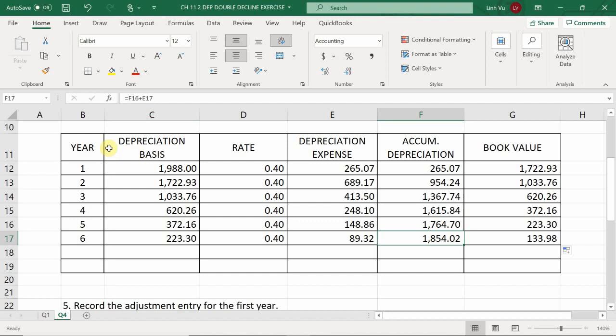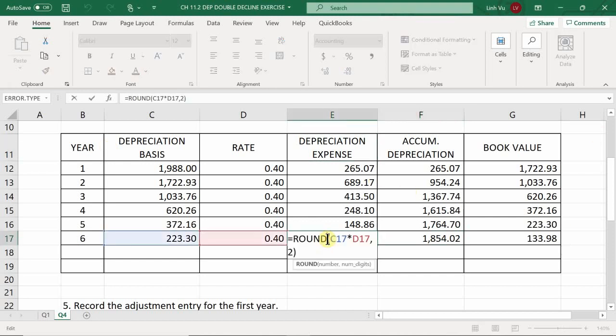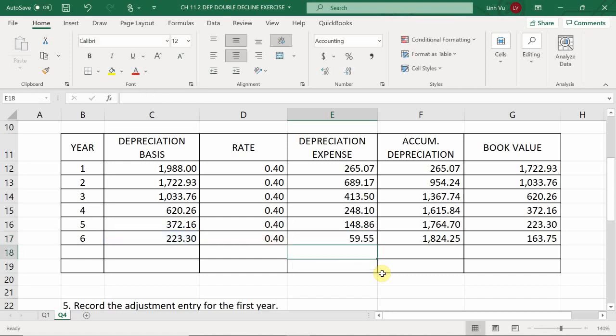So let's put it in context. If I've already depreciated 4 months, how many more months do I have left? 8? Yes. So I have 8 months left out of 12. In this case, I can only depreciate it for $59.55. Since I'm self-referencing, it changed all my information here.